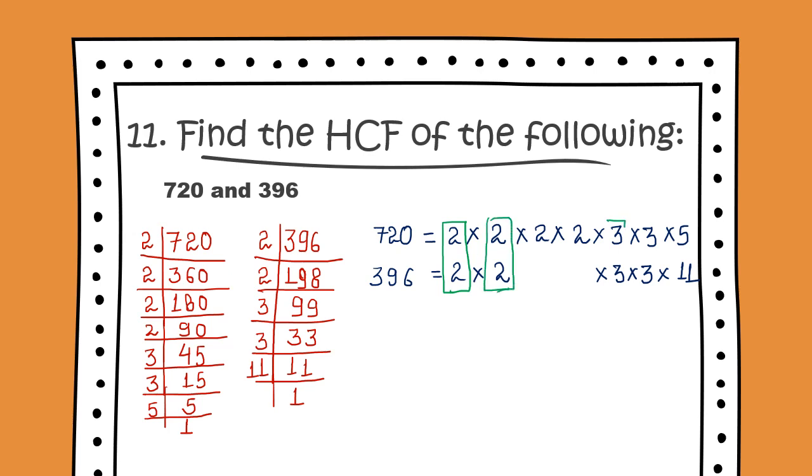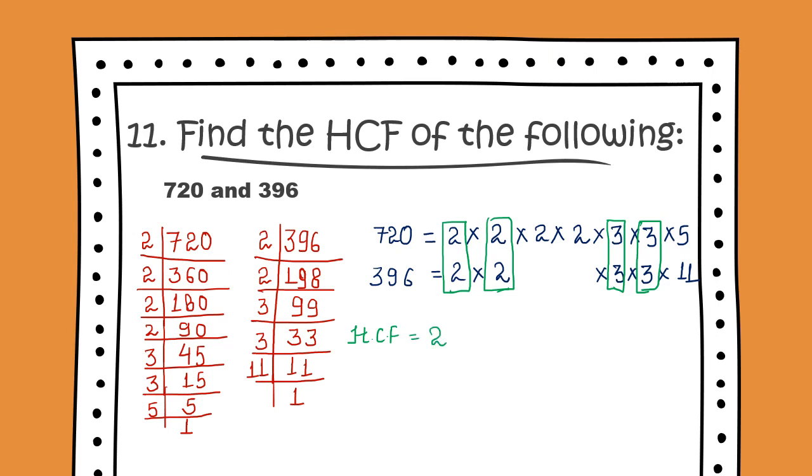Then you can see here we have a pair of 3 and another pair of 3. So these are the common factors. Now we will write HCF will be equals to 2.